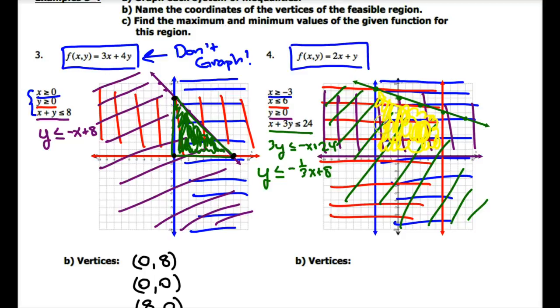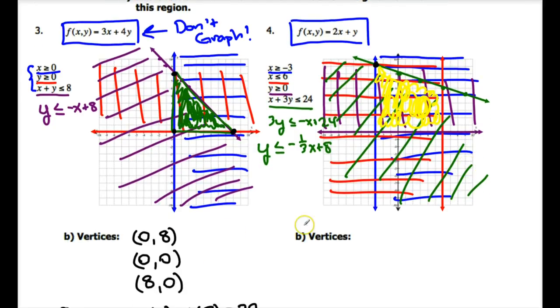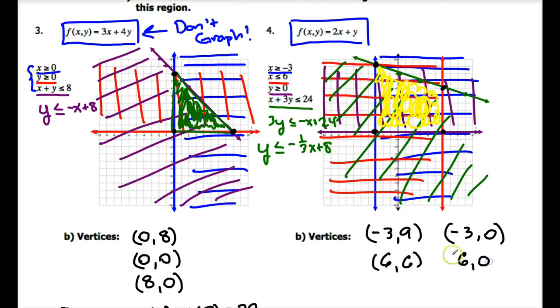So now again, the goal is just to find the corners of this region. There are going to be 4. You're going to have this point up here, which is negative 3, 9. So that's one of your vertices. You're going to have this point over here, which is negative 3, 0. And then if you go over to your red line, you've got the point 6, 6. And then down here, the point 6, 0. So 4 vertices for this one.